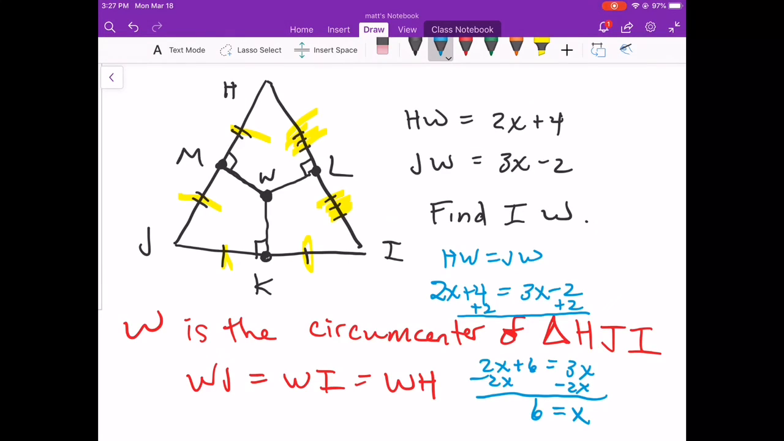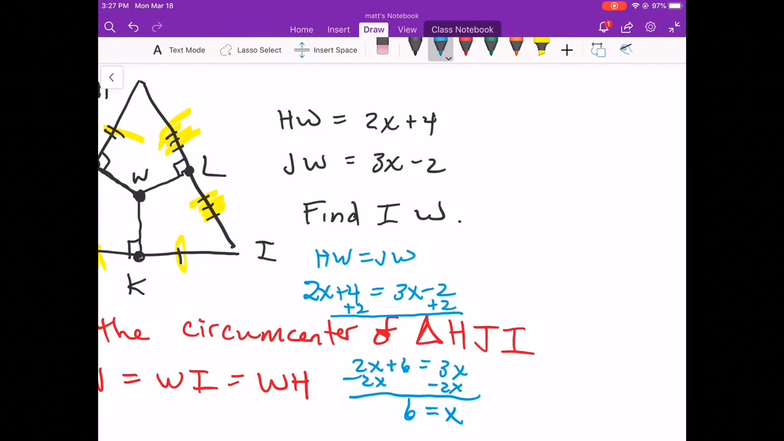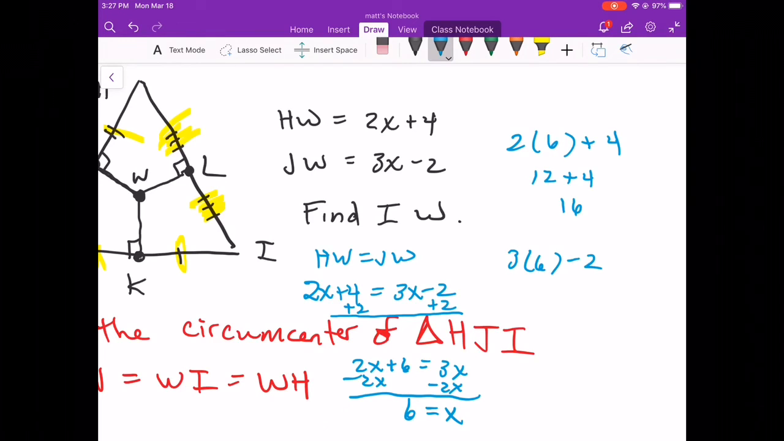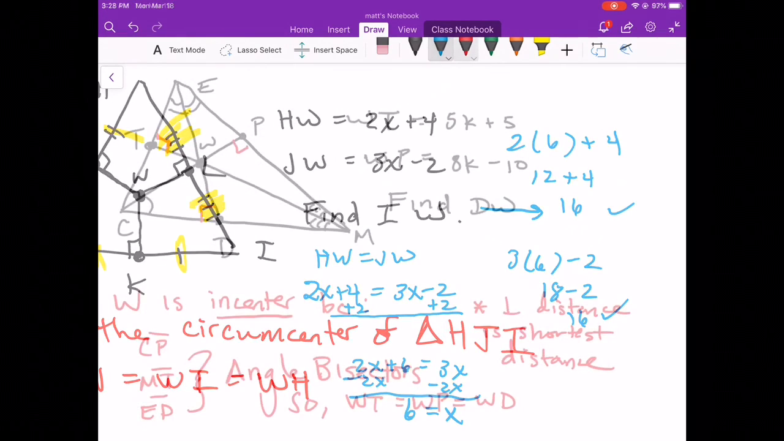Remember that HW, JW, and IW are all the same. So I'm just going to substitute 6 in for x for HW. So that means 2 times 6 plus 4. 12 plus 4 is 16. Double checking that we did that right, 3 times 6 minus 2 should be equal to 16 as well. 3 times 6 is 18, minus 2 is 16. So you can see that our work checks out and that IW is indeed 16.